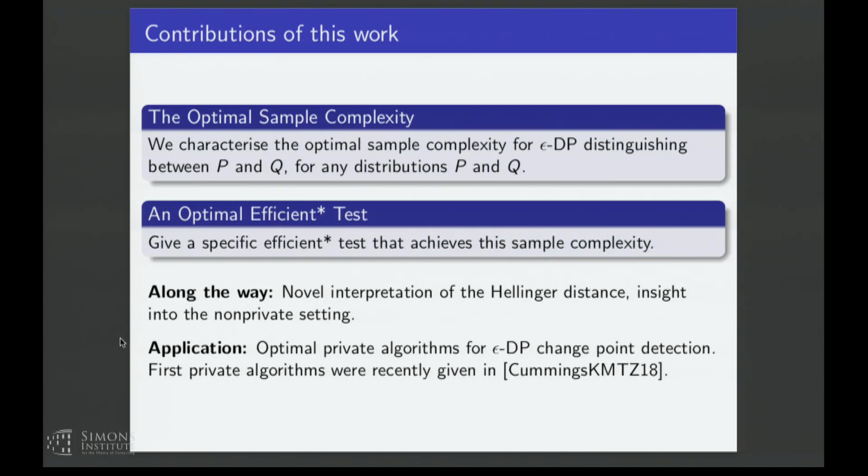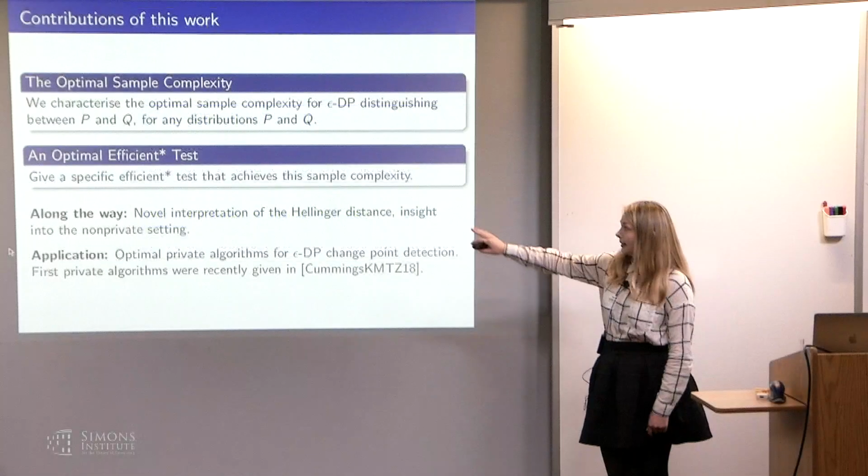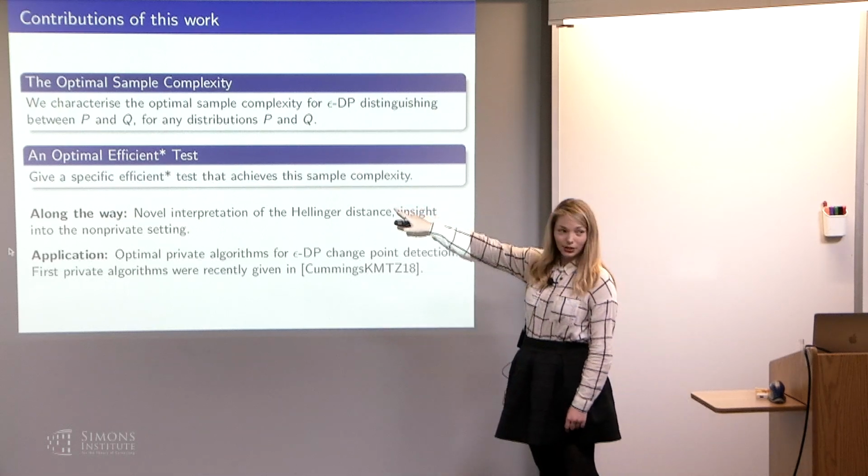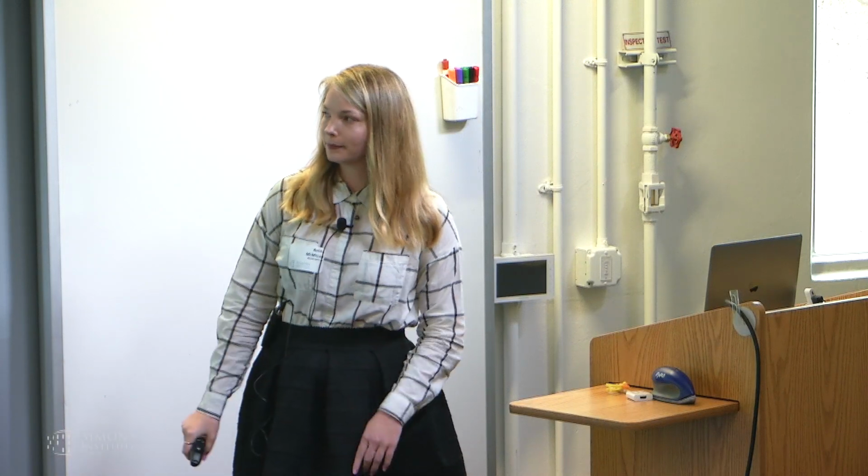So there are two main contributions of this work. The first one is we're going to characterize the optimal sample complexity for privately distinguishing between P and Q. This is for any distributions. We do require them to have PDFs, but other than that, we have no requirements. And we're going to give actually two optimal efficient tests, so two tests that achieve this sample complexity. I have a star in the efficiency here because there's one little caveat to how efficient they are. We'll talk about that a little later.